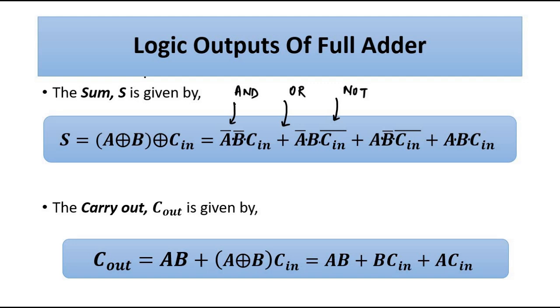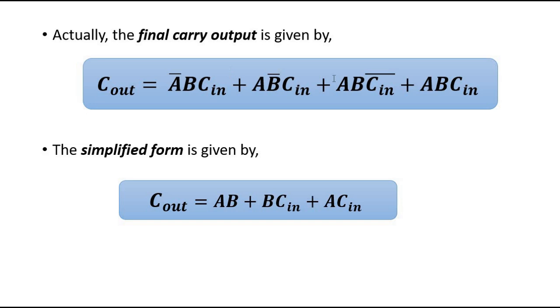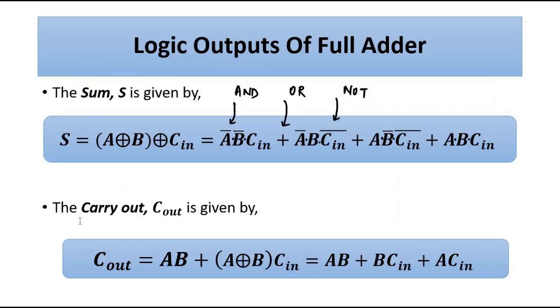The carry output is given by AB or (A XOR B) Cin, which is AB or BC or AC. Actually the carry output is represented by A bar B Cin or A B bar Cin or A B Cin bar or A B Cin. The simplified form is AB or BC or CA.